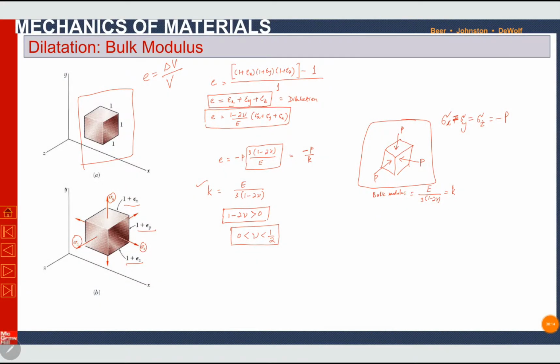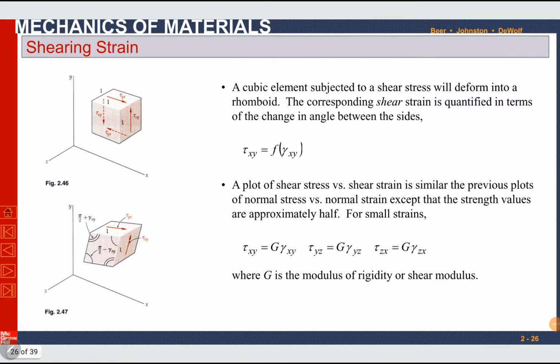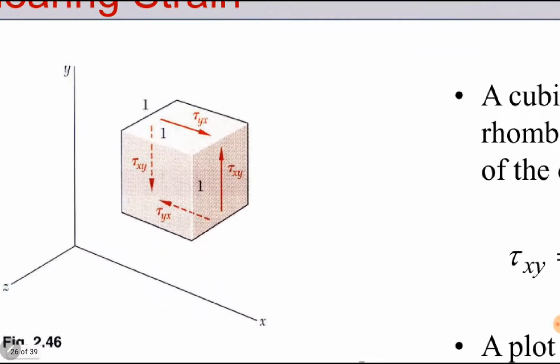Our next topic is shearing strain. We have already discussed normal strain in enough detail, and now we are moving towards shearing strain. Previously we discussed that normal strain is a change in length, either increase or decrease in length, per unit original length. Shear strain is not related to change in length. It is related to change in angles of the sides. For example, we have a cube here and shear stresses are being applied on the sides of the cube, like tau xy, tau yx and tau xy.